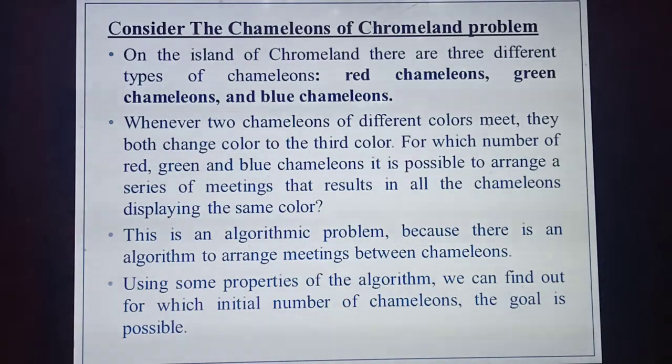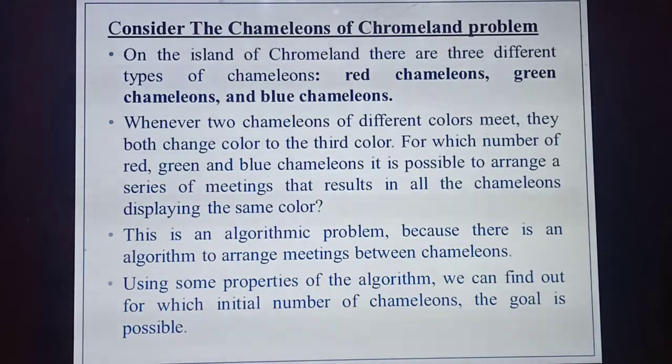In this problem, what's the condition? Listen carefully. In the question they have given three different colors of chameleons. Among them, any two colors, maybe green and red, or blue and green, have the same number. What do I mean by the same number? For example, red 5 chameleons, green 6 chameleons, and blue 6 chameleons. They arrange some meetings among the three colors of chameleons.